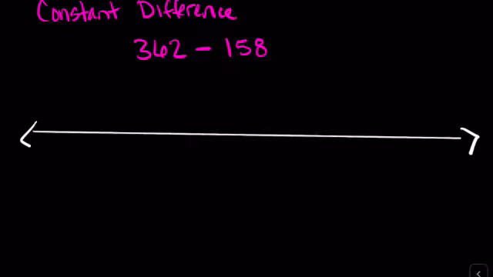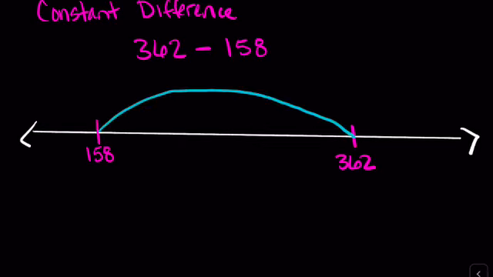Okay, so here's my number line, and the idea for constant difference is that 158 is somewhere abstractly on this number line, and 362, it is bigger, and so it is going to be towards the right by some amount, whatever that looks like. And so let me show you the idea of what is happening when we use this idea of constant difference. Currently, the difference between this amount is this jump here.